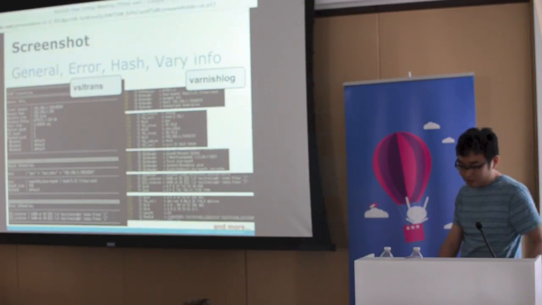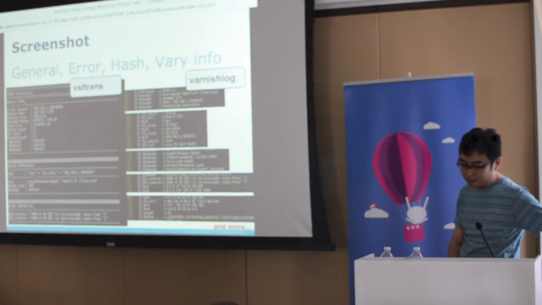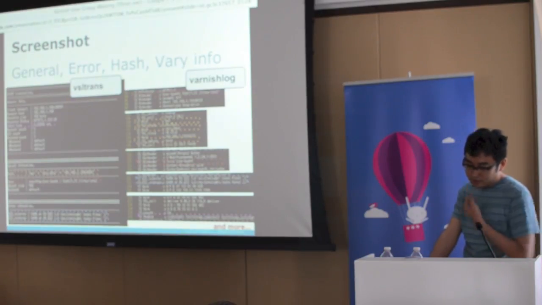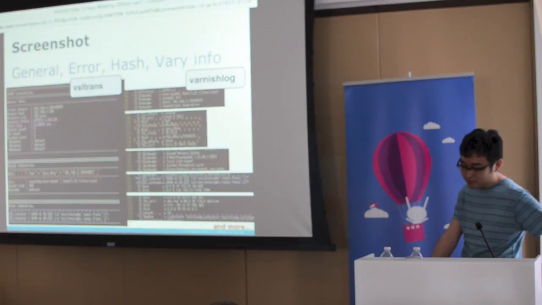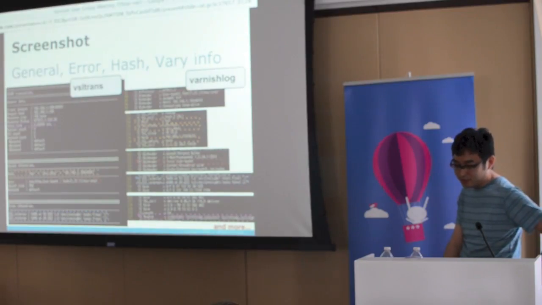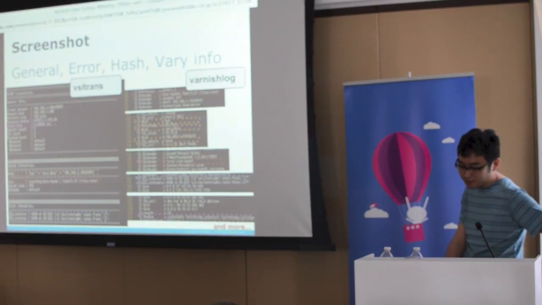This is a screenshot of general information output. Left is VSL trans, right is varnishlog. You can see that the VSL trans version is more readable. Output is grouped by color in the screenshot. As you can see, Varnishlog's output is hard to read because related information is scattered throughout the output.